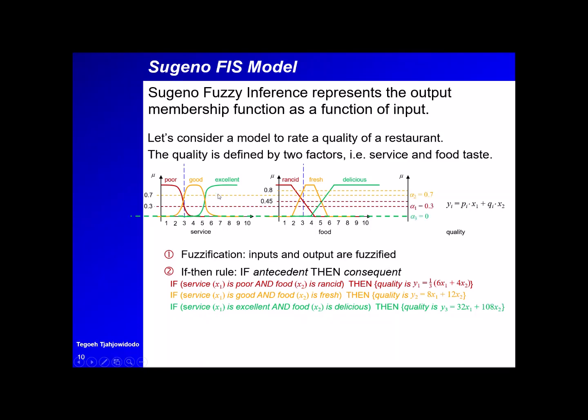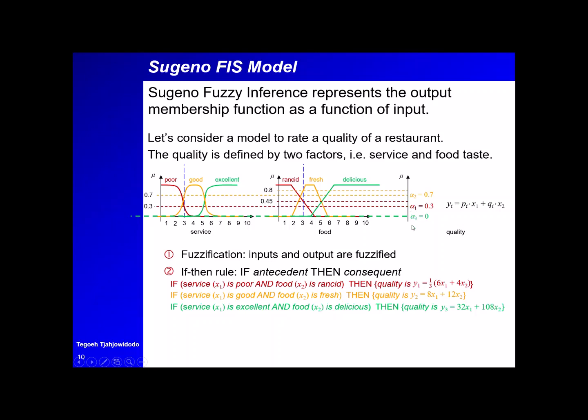Let's say again, same thing like before, the fuzzy value of surface 3 for poor membership function is 30%, let's say. And then the fuzzy value of the food taste for rancid membership function is 45%, like before. If we are still using the AND logic between first input and second input, the output will be 30%. So this will be the lowest one, it will be the dominant.